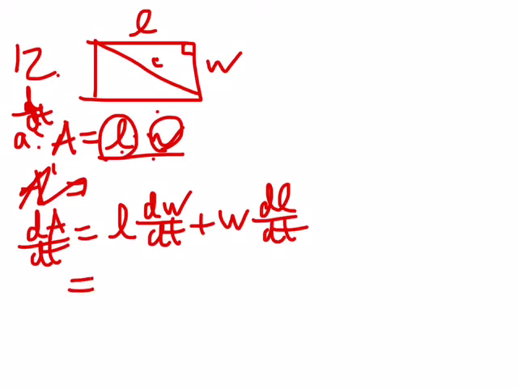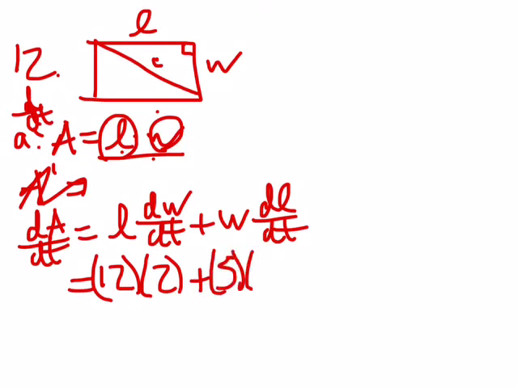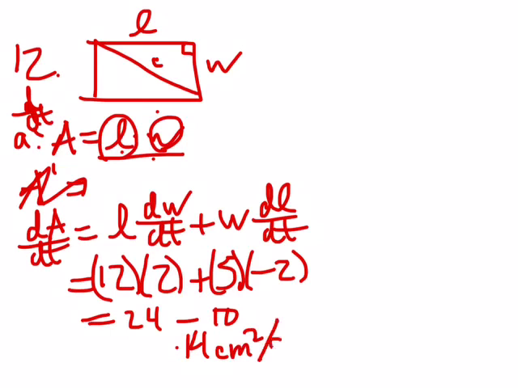Okay, we plug in what we know. The length is 12. The rate of change of the width is 2, plus the width is 5 at this moment, and the rate of change of the length is decreasing, so it's negative 2. So you get 24 minus 10, so 14. This is area, so it's centimeters squared per second.